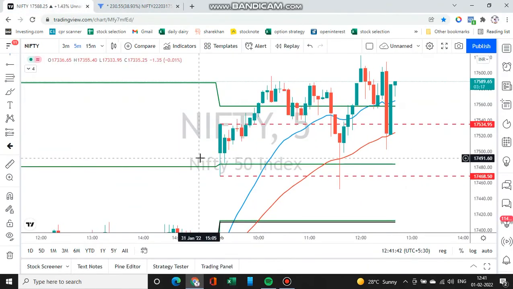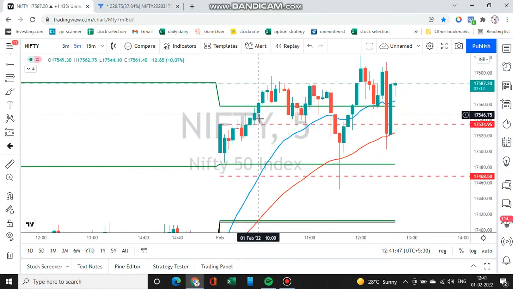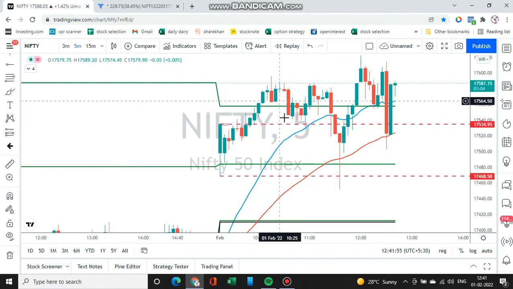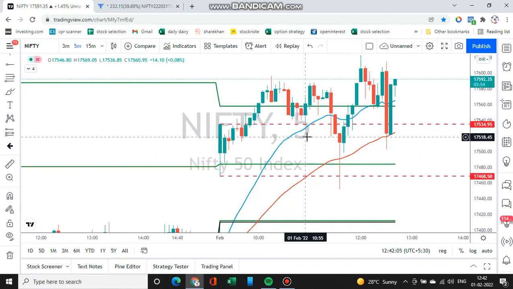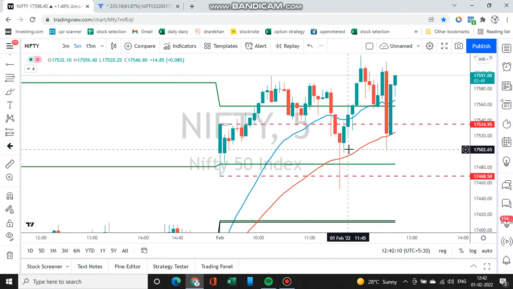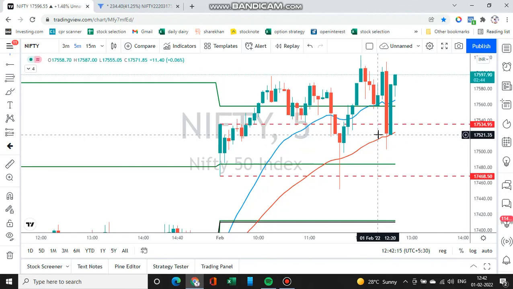Now let me look for any other opportunity. See, this closed above this, but I was in trade. There is one candle which is closing below this, but the range is too high. I will not take any trade. Even this one at 10:55, the range is too high. Even this one at 11:45, the range is too high. I will not take any trade here. Even this range is too high at 12:20. I will not take any trade here. So, one trade for the day.